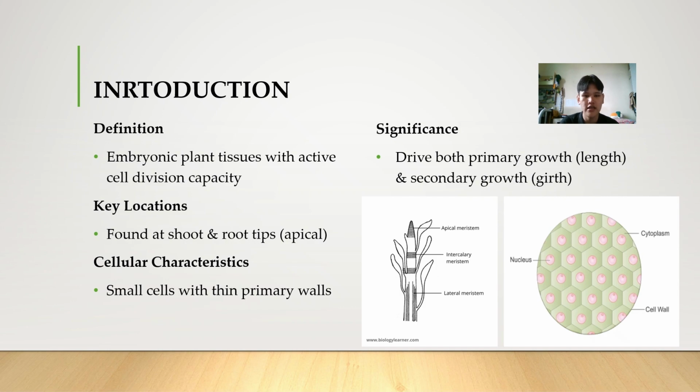Second is key location. The key location is found at shoots and root tip, which is apical, along stems and roots, which is lateral, and within nodes of grasses, which is intercalary. Then is a cellular characteristic. Small cells with thin primary walls, dense cytoplasm with large nuclei and minimal vacuole, high metabolic activities.